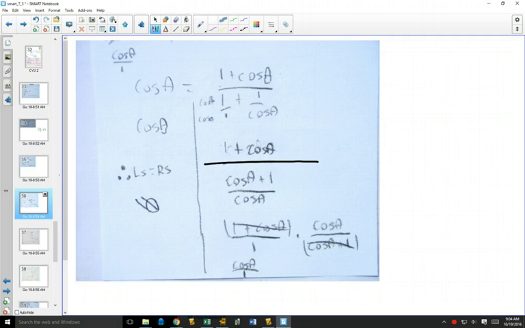Now, another thing that some people get confused about, the 1 plus cos theta on the top, that is a single fraction. You can write that all over 1. So we have 1 plus cos theta over 1 multiplied by the reciprocals. The 1 plus cos theta cancels out, and we just get cos theta. Perfect. So this is a great strategy for this one.